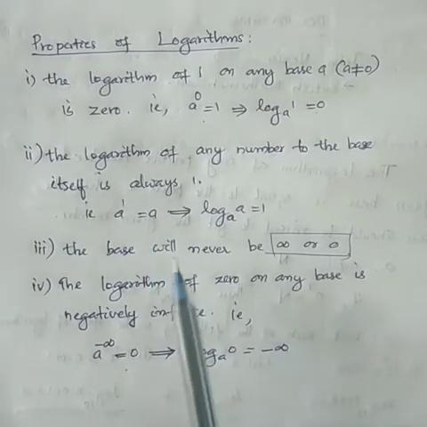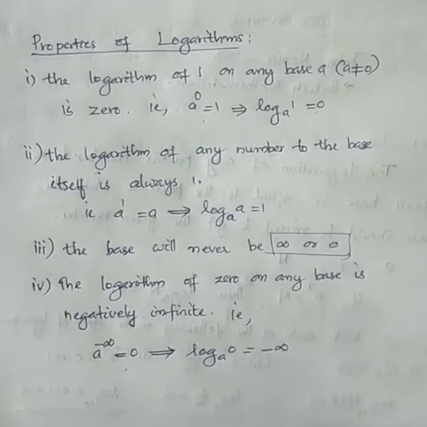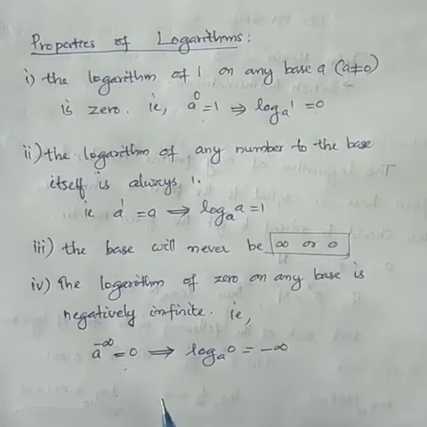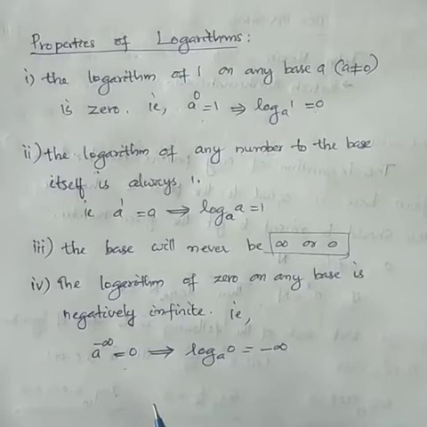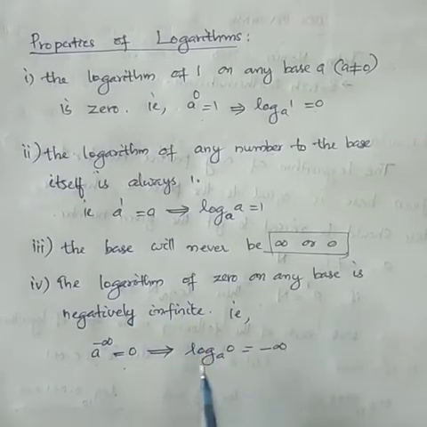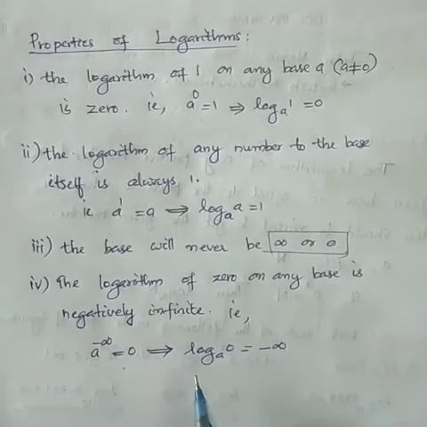See the properties once again. First one, the logarithm of 1 on any base a is 0. Second one, the logarithm of any number to the base itself is always 1. The third property is, the base will never be infinity or 0. And the fourth property, the logarithm of 0 on any base is minus infinity.